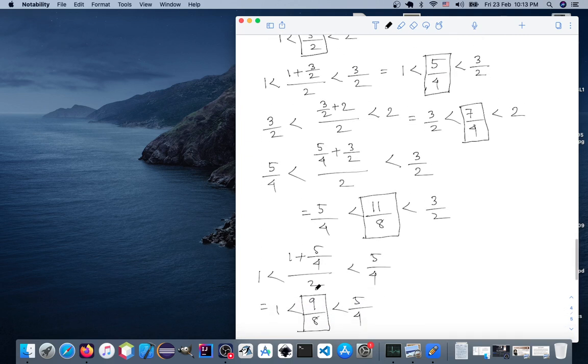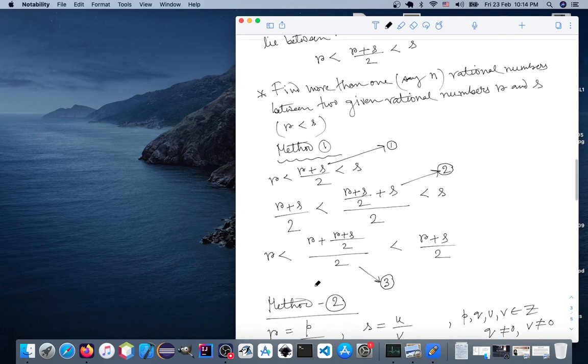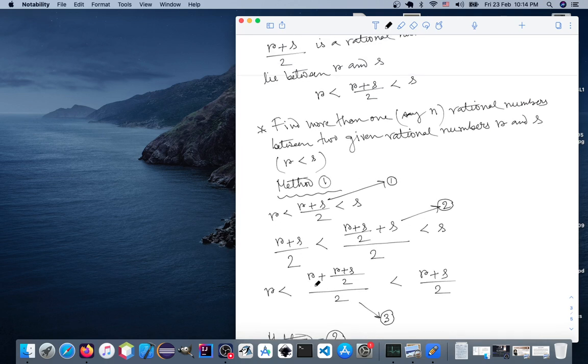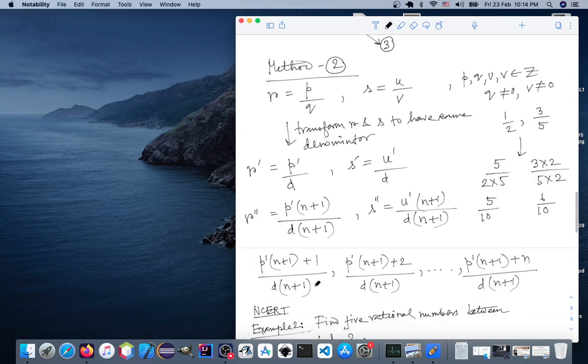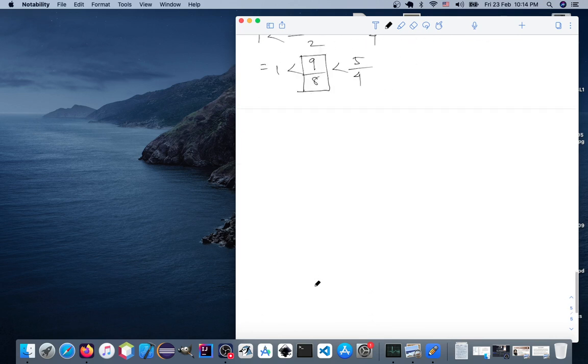I hope you have understood the process. Basically, we are applying the result that between two rational numbers R and S, where R is less than S, there is a rational number (R plus S) by 2 that lies between R and S. This is the concept we have applied for method 1. Now, to solve this problem using method 2, let's see.